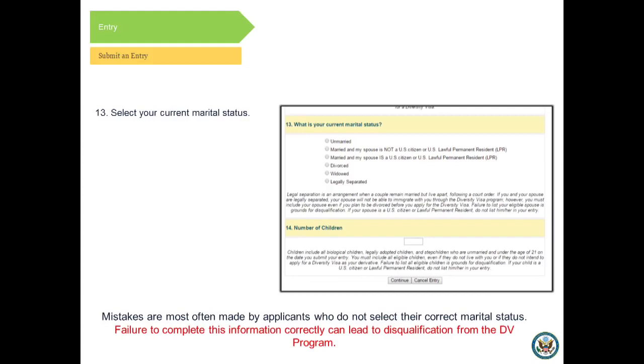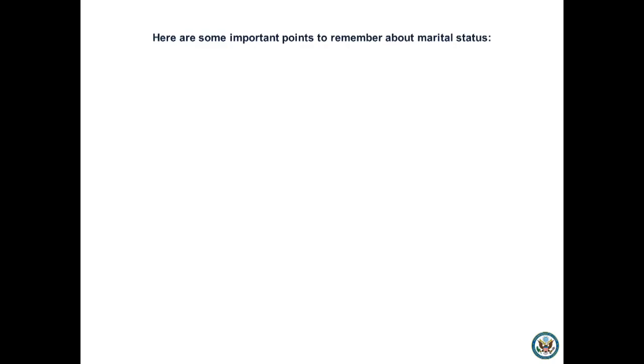13. Select your current marital status. Mistakes are often made by applicants who do not select their correct marital status. Failure to complete this information correctly can lead to disqualification from the DV program. Here are some important points to remember about marital status.